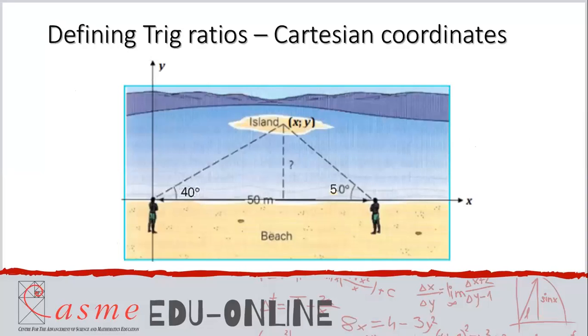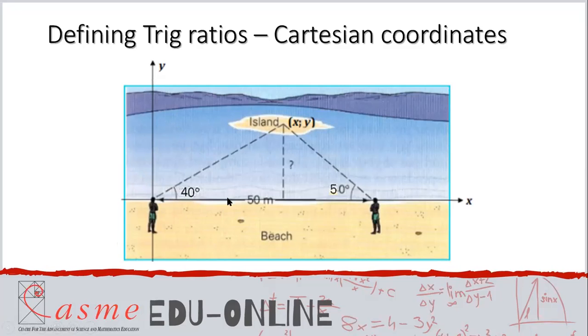Now I'm trying to move from triangles to doing the same thing using the Cartesian plane. You could see that it is the very same triangle that we had in the beginning, where we wanted to find the distance of the island. I've just put the y-axis and the x-axis, and I've put the vertex of one of the triangles at the origin.